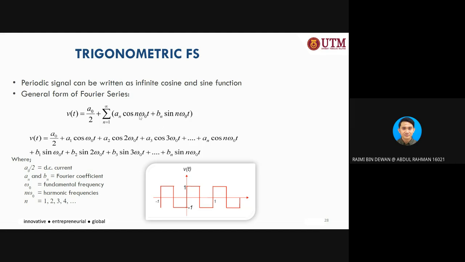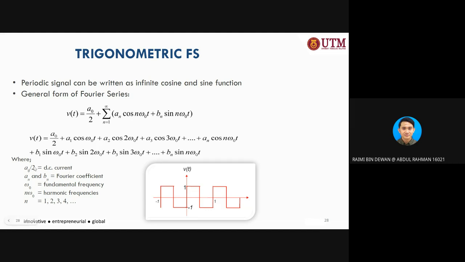So you see, you have n here. If you have n equals 1, then you will have cos omega naught t. If you have n equals 2, you have cos 2 omega naught t. So its expanded form is like this. If n is 1, you have a1 cos omega naught t and b1 sine omega naught t. If n is 2, you have cos 2 omega naught t and sine 2 omega naught t, but this one A2 for cos, this one B2 for sine.